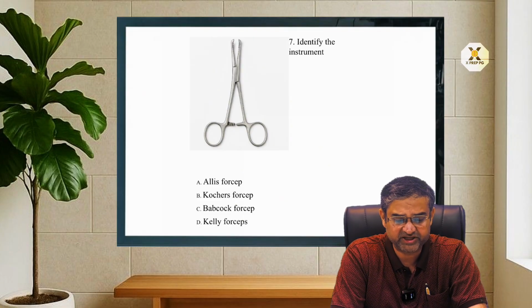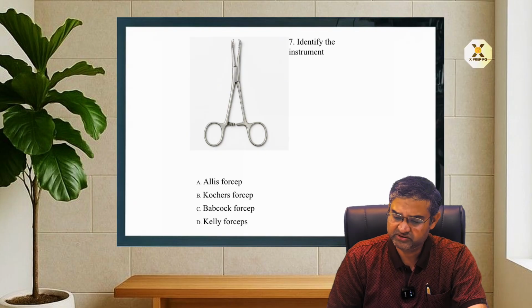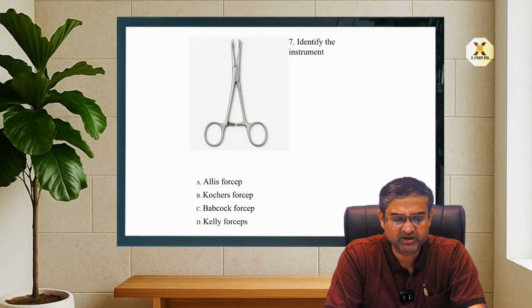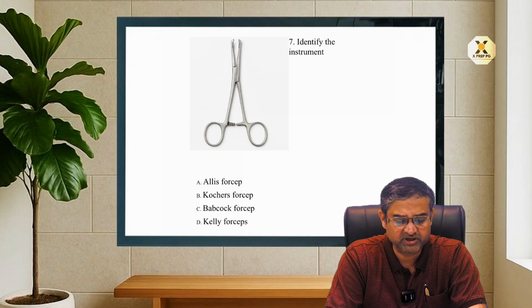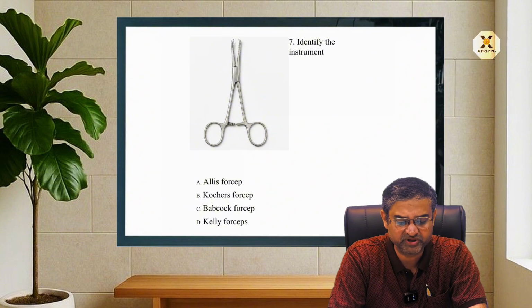There is a ratchet and there is an angle. So you have to see this and identify the forceps. Rest of the forceps are different. Allis has a serrated tip instead of this half tooth.